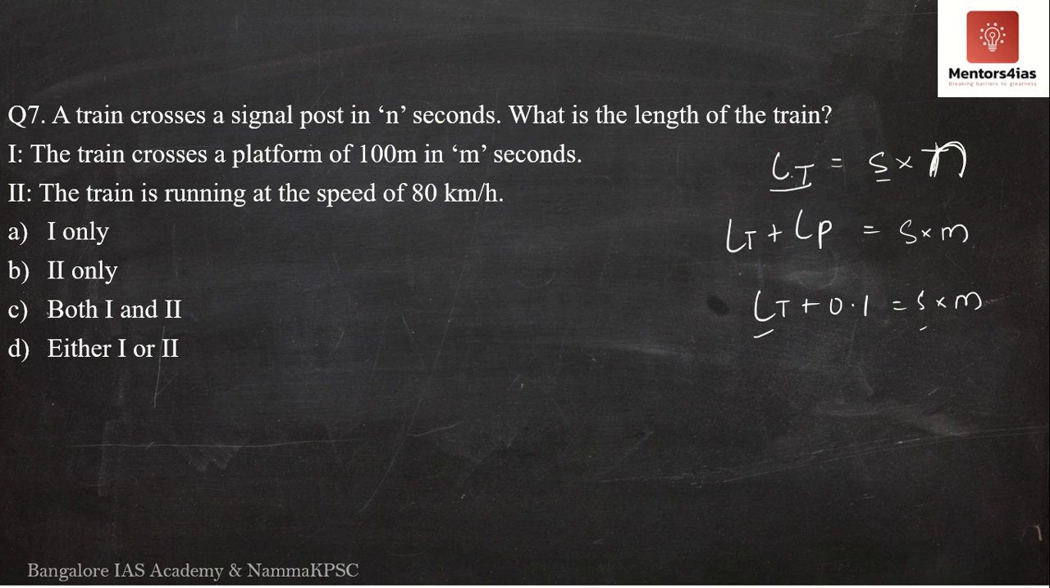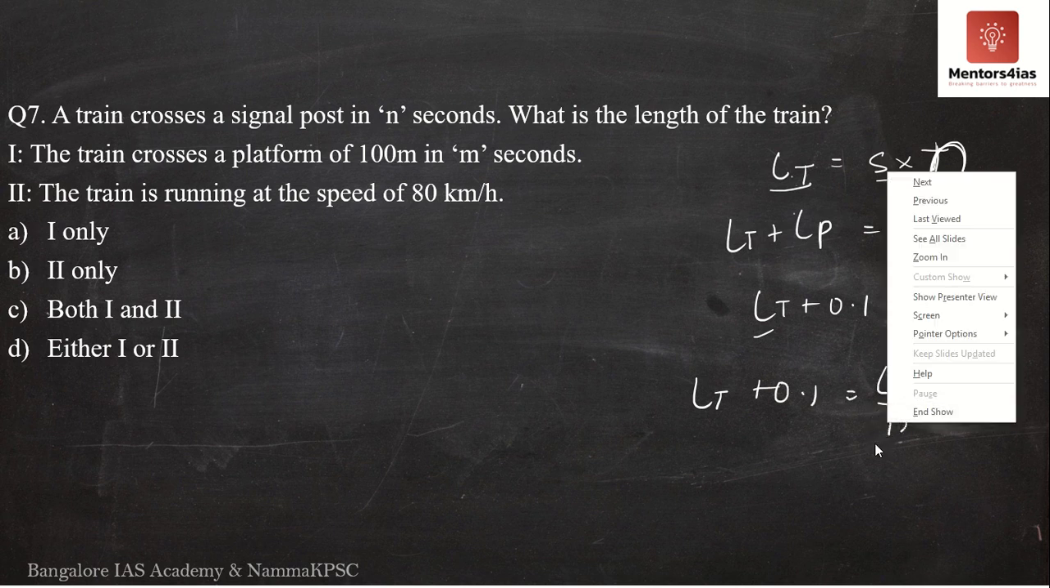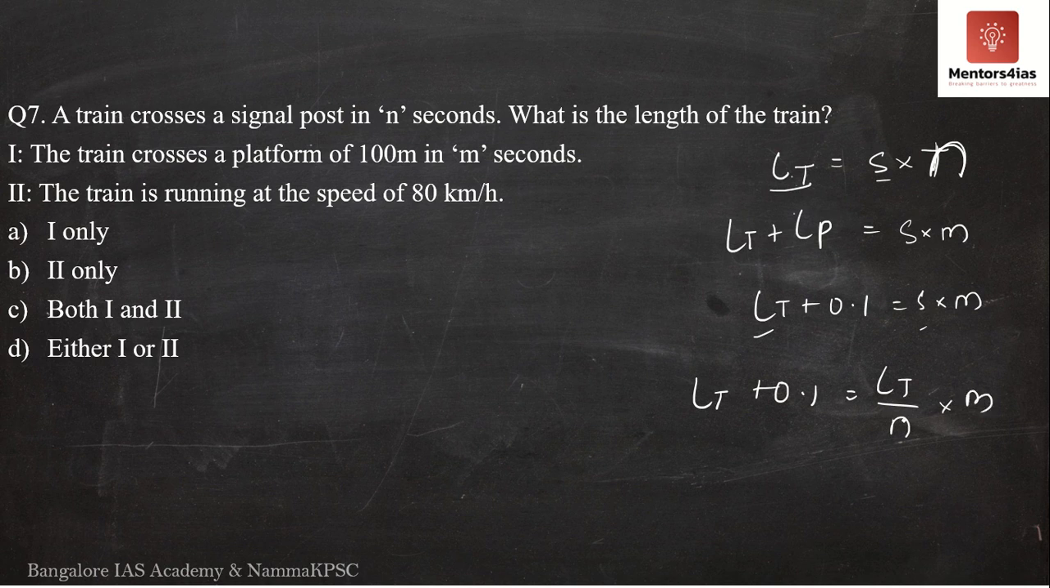The only two things that are unknown are the speed of the train and length of the train. However, can I substitute s as length of the train divided by the time taken n over here? Yes. So can I say length of the train plus 0.1 is equal to speed, which is nothing but length of the train divided by n, into m? Therefore, can I determine the length of the train now? Of course, I can determine length of the train. Therefore, from the first statement, it is possible for me to determine the length of the train.